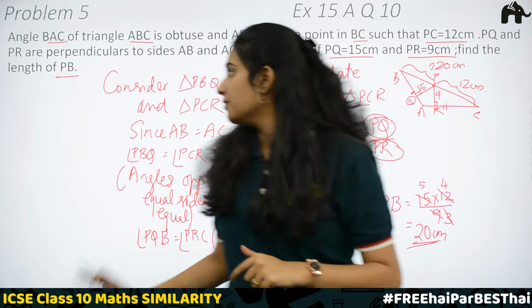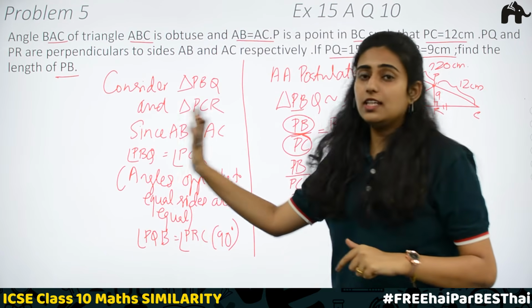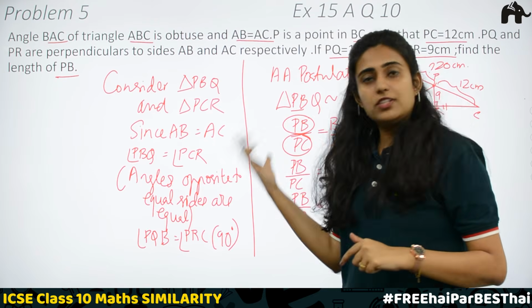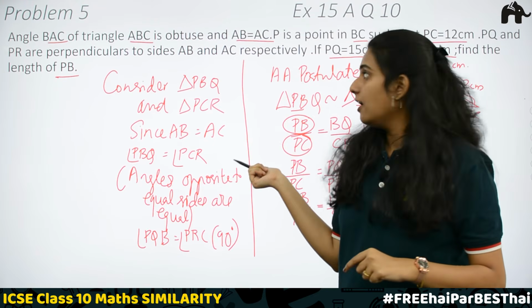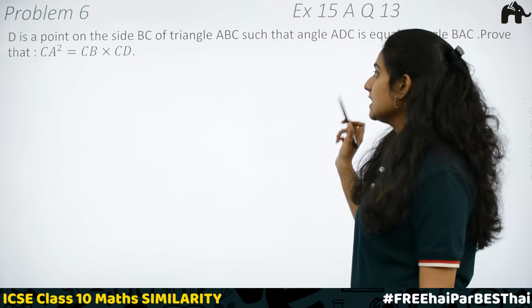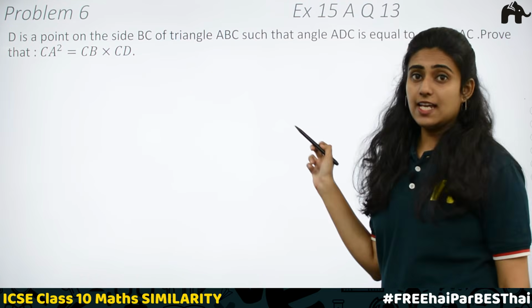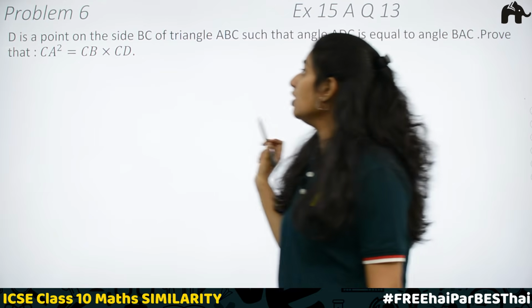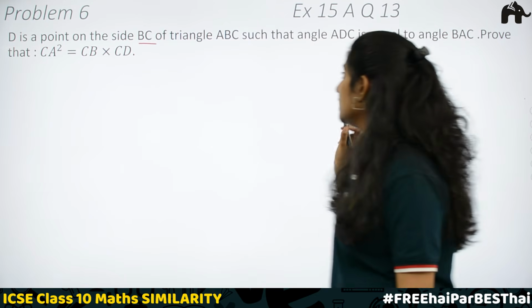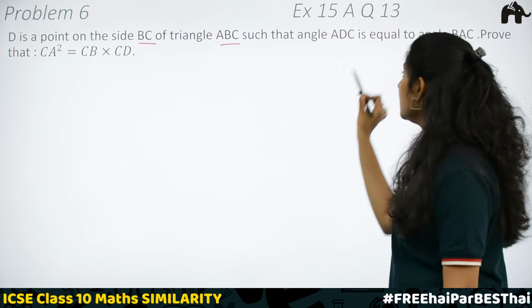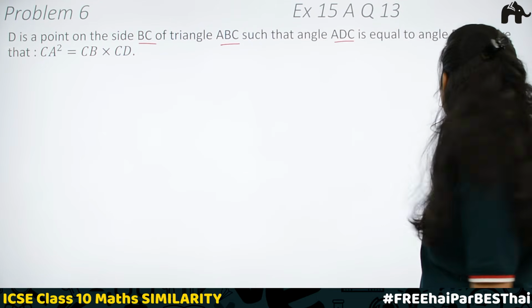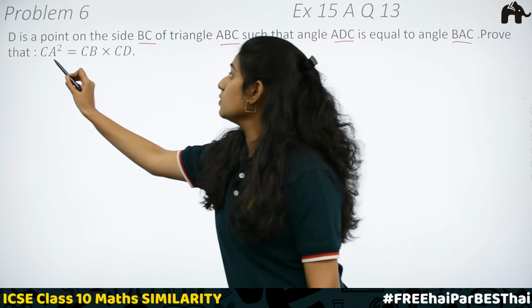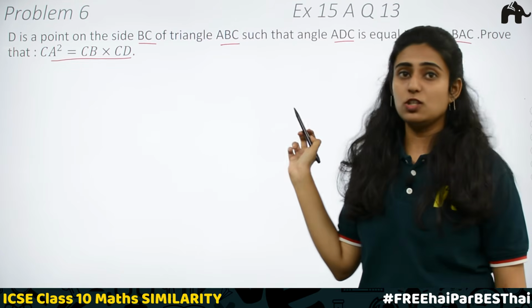Got it? First step is we have to prove that these two triangles are similar. After we prove they are similar, just take the corresponding side ratios. Okay. Next, problem number 6. Question 13 of exercise 15A. D is a point on the side BC of a triangle ABC such that angle ADC is equal to angle BAC. Prove that CA square is equal to CB into CD.